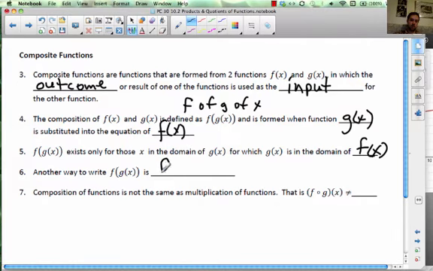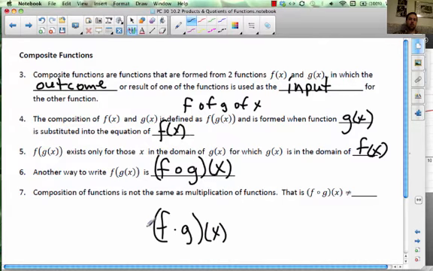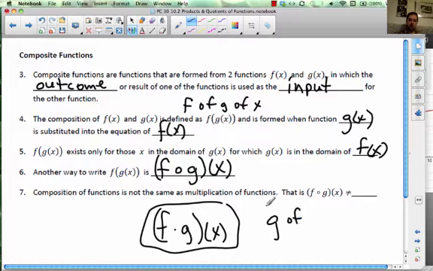Another way to write this is like this. Looks like the word fog. The reason we do a big open circle is so that we don't mistake it with multiplication of two functions. Okay, this is multiplication of two functions. This is the composition of two functions where we plug g inside f. And similarly, if you wanted to do it the other way around, it would look like that if you wanted to plug f inside g.